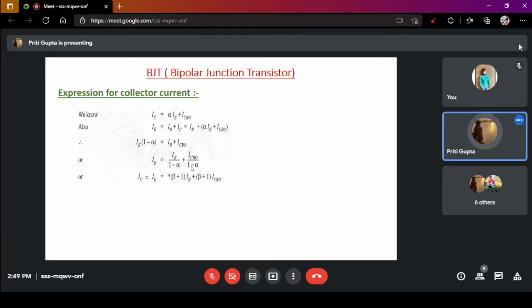Did you get that? Yes, ma'am. That is, beta plus 1 is equal to gamma. You don't need to write that. Beta plus 1 equals gamma. So we are getting IE equals beta plus 1 into IB plus beta plus 1 into ICBO. Yes?